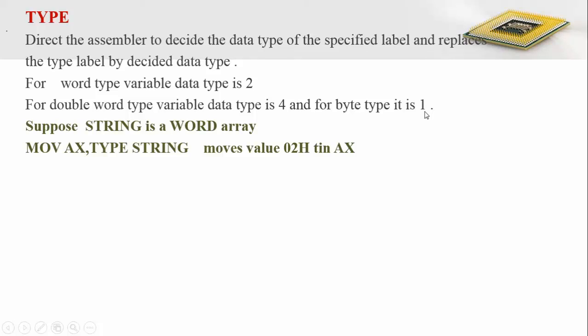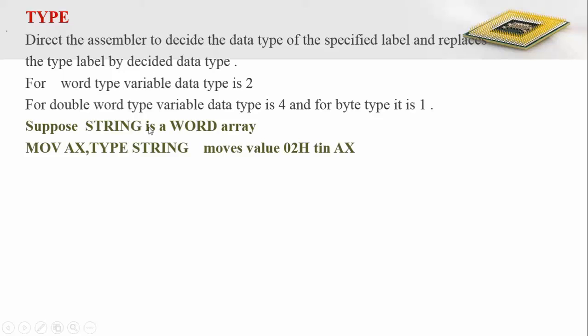Just like in our C program, an integer type value requires 2 bytes in memory, a floating point value requires 4 bytes, and a single character requires 1 byte. Just like that, here a byte type value has data type 1, a double word requires 4 bytes, and a word requires 2 bytes, represented as the type 2.